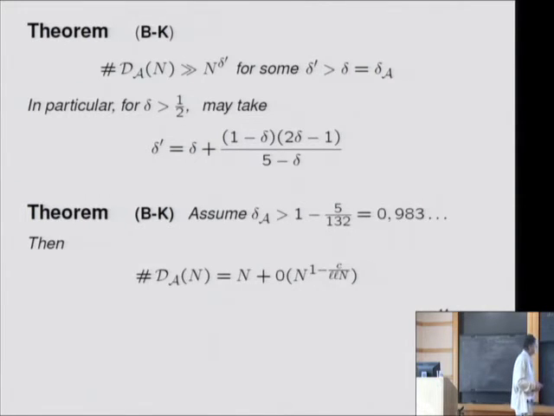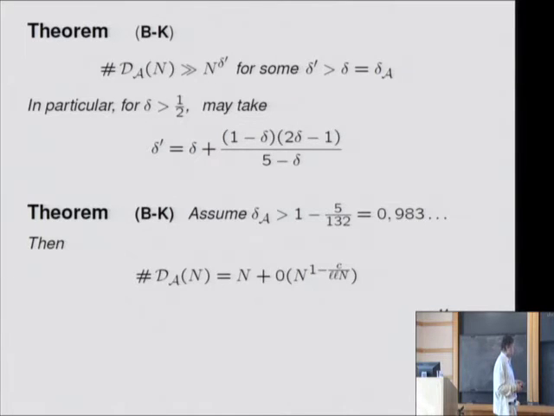Now, using some slightly more sophisticated mathematics, and sometimes much more sophisticated, what you can prove is that in fact the cardinality of DAN is going to be larger than n at the power delta prime for some delta prime, which is strictly larger than delta. In the case when A is equal to 2, delta is more than a half, and then you can even write an explicit formula. This is not completely trivial, by the way.